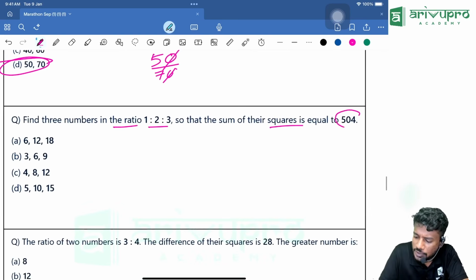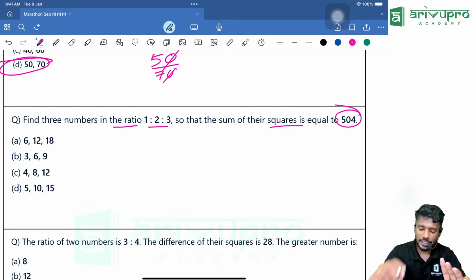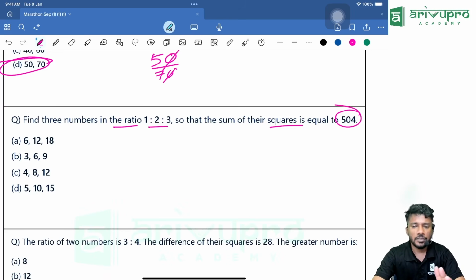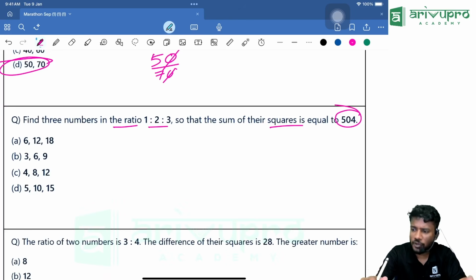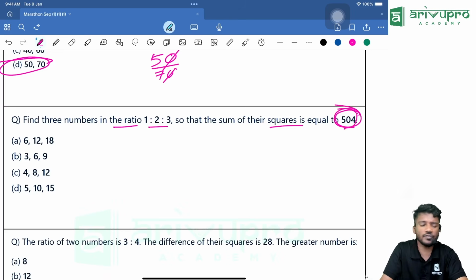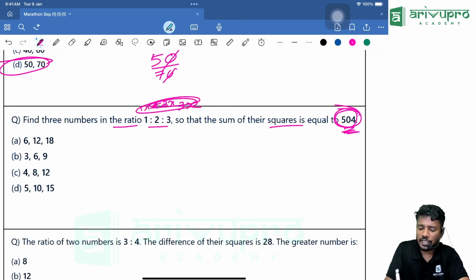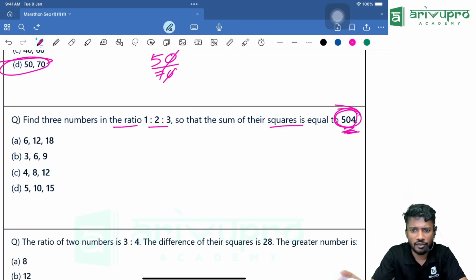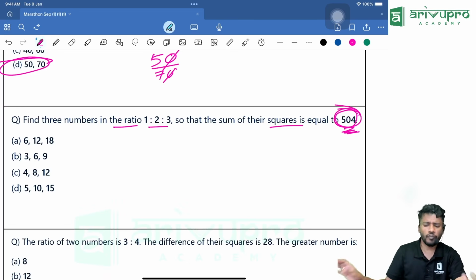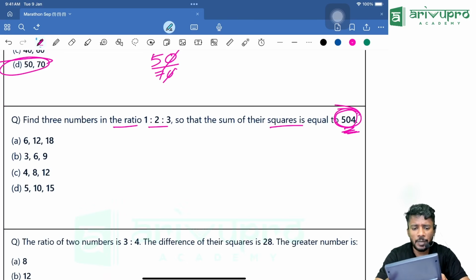The sum of the squares is equal to 504. Get me the answer. Two methods are there. First method is option hitting. You can check sum of the squares, whichever sum of the squares is giving you 504. Second method is, you can assume that this is 1x, this is 2x, then the other one is 3x. Likewise, you can square and check and find the value of x and substitute. That is pretty long. Go for option hitting. Since we are using memory calculation, option hitting is easiest.